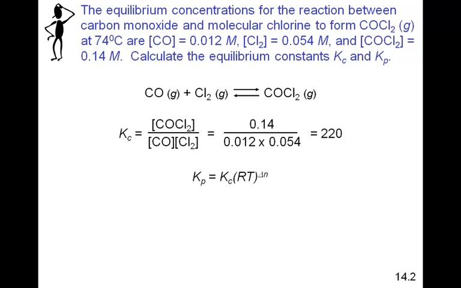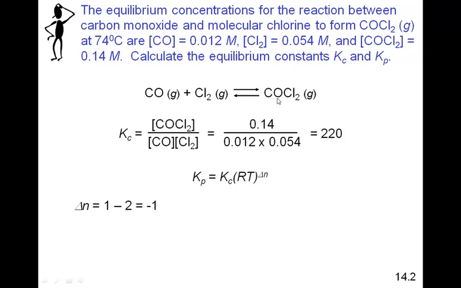In order to find the K sub P, remember we said K sub P is equal to K sub C times R times T raised to the delta N power. So for K sub P, delta N is 1 minus 2, because there is 1 mole of gaseous substance here and 2 moles of gaseous substance here. We go based upon the equation. The value of delta N is determined in this case in terms of the stoichiometric relationship. We don't need to do it based upon these concentrations.